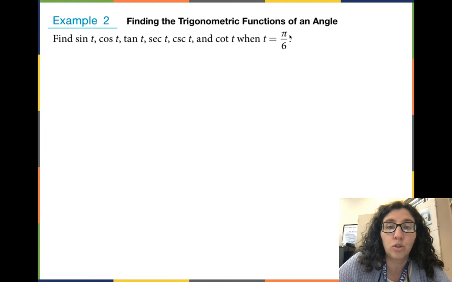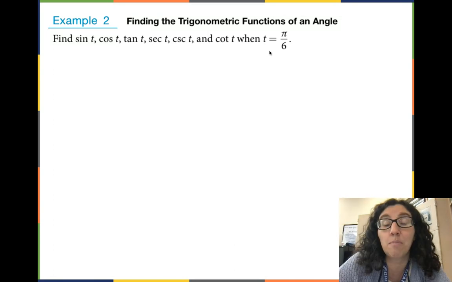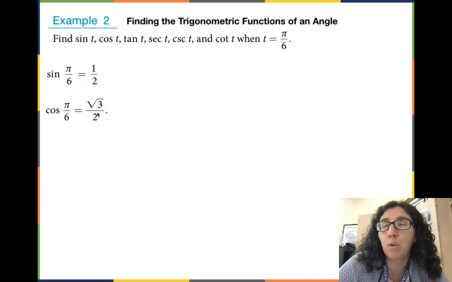All right, so what if they don't give us a drawing and they don't tell us the x and y values, they just tell us the measure of t is pi over 6. We're going to have to think back to the last section to calculate what our x and y values would be, right? If t is pi over 6, that's in quadrant 1, and that's a 30, 60, 90 triangle. The y value is going to be 1/2 because that's going to be across from the 30 degrees. The x value, or the cosine, is square root of 3 over 2. And it makes sense that they're both positive, right? If we think about where pi over 6 is on the unit circle, it's in quadrant 1.